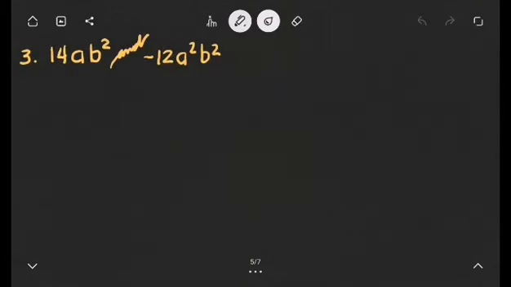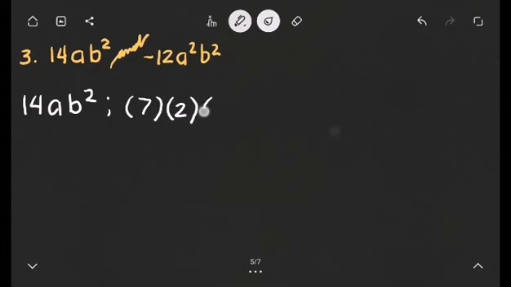Okay. So let's proceed with the third one. This time, we have 14AB squared and negative 12A squared times B squared. Unahin natin uli yung 14AB squared. We have to list down again all the factors or prime factors ng 14. So we have 7 times 2. And then times A.